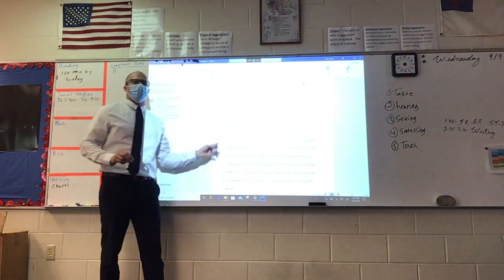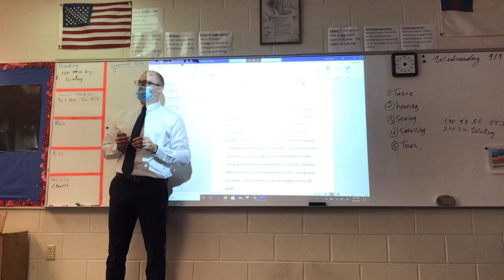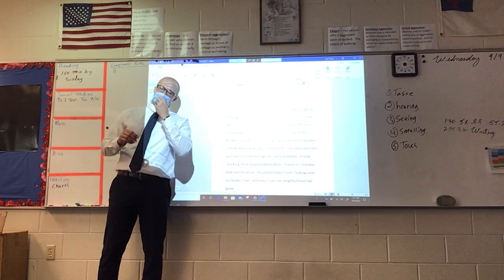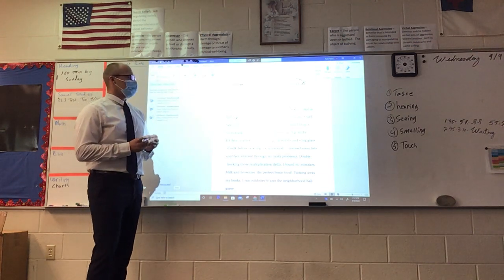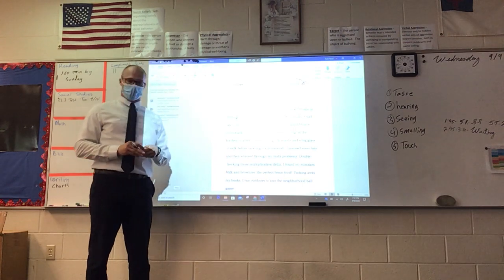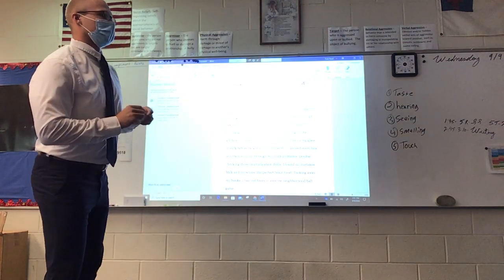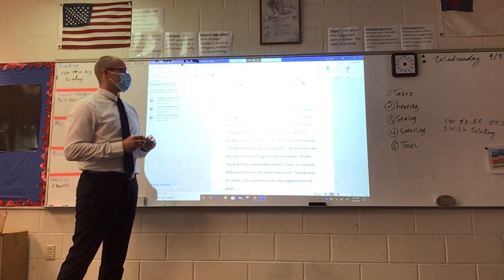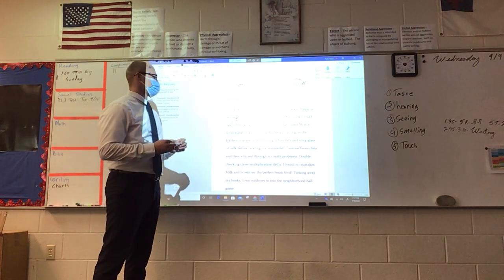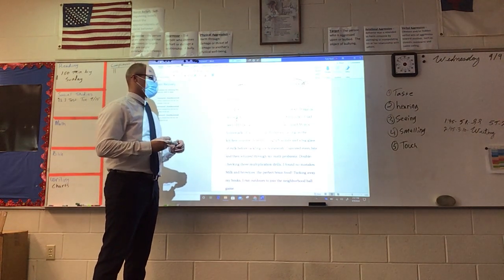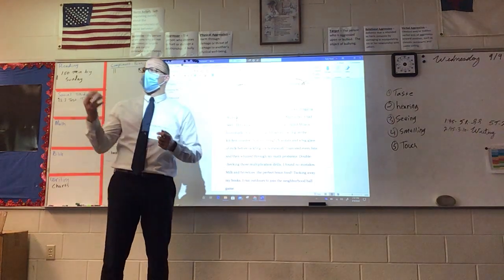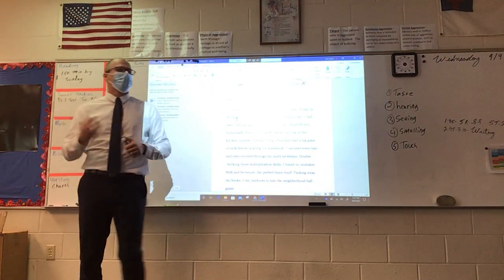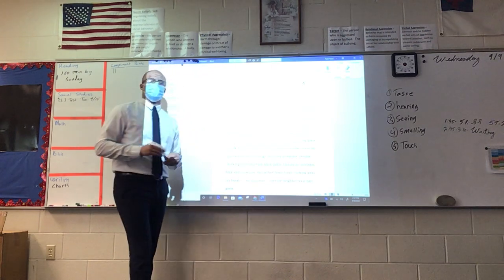Now, where is an area in this second example where I could have added sensory language? So I add a lot of detail, but where could I have added sensory language? Wesley? I smelled my mom's homemade chocolate. Yes, very good. I smelled it. Where else? Brecken? I felt the crisp edges of the brownie cooling off, right? We're getting in there, right? Where else could I have added some sensory language here?